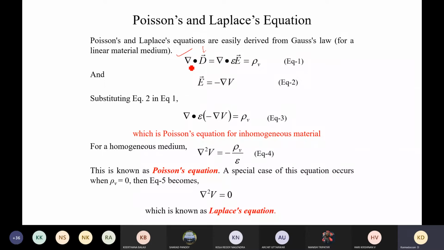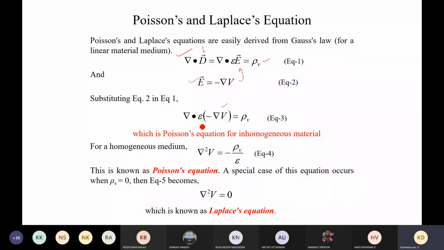So that is given by the dot product of the del operator, which is nothing but the divergence. So del dot D is nothing but the charge density, which is Gauss law itself, which we are further defining in terms of electric field. And we already know the electric field is nothing but the potential gradient. So we are going to substitute this here. When we substitute this, we will get this expression. And this is what we often refer to as the Poisson equation.